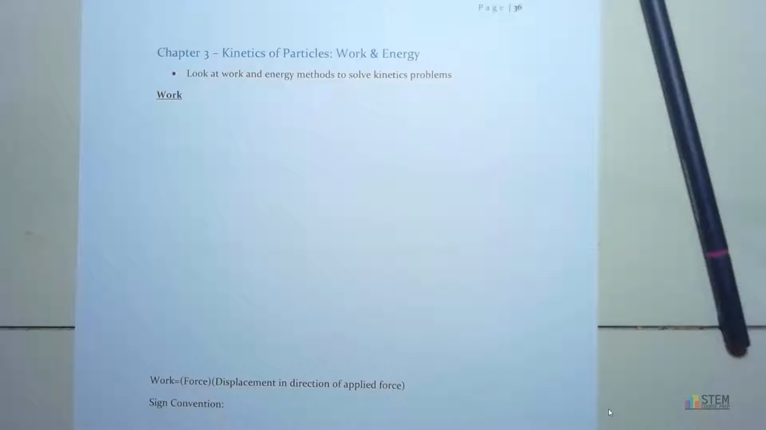A new chapter. We're on chapter 3 now. This is kinetics of particles, and in this section, we're going to look at work and energy. So in the last chapter, we did kinetics, but we looked at forces and accelerations. Now we're going to be looking at a different way to solve these problems. So we're going to derive the work and energy equations, and then in the next videos, we'll start doing examples.